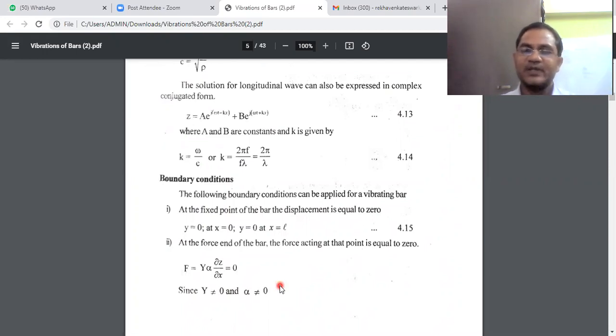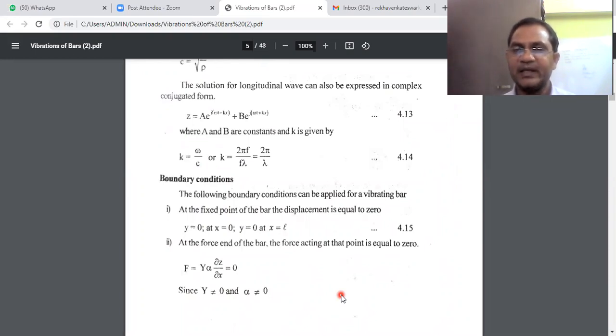But in this expression, Young's modulus of the metal cannot be equal to 0. This is fixed with a constant value. Alpha, the cross-sectional area of the rod, is not equal to 0. So Y is not equal to 0, alpha is not equal to 0. But the product Y alpha dou Z by dou X is equal to 0. Therefore, compulsorily dou Z by dou X is equal to 0. So the conclusion is, at the fixed end of the bar, the displacement is equal to 0.